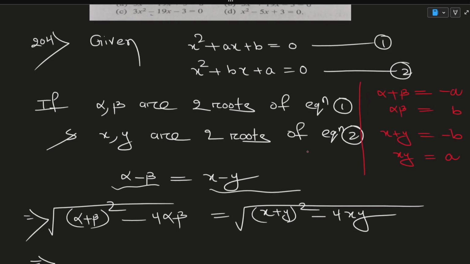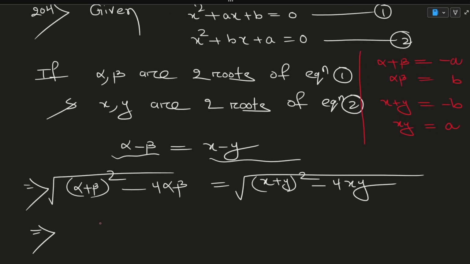So I will use this. I will put minus a in place of alpha plus beta and b in place of alpha into beta. So it will be a square minus 4b, and on the other side it will be b square minus 4a.